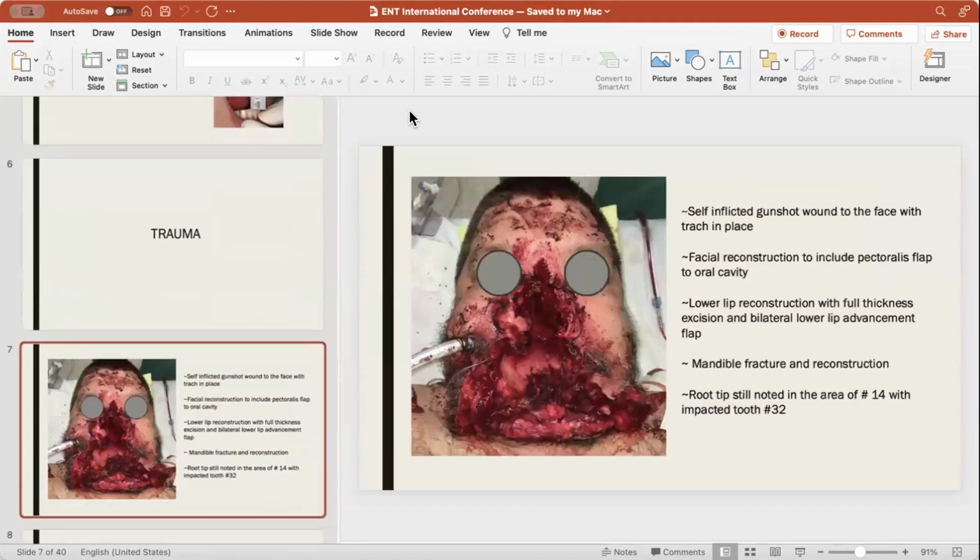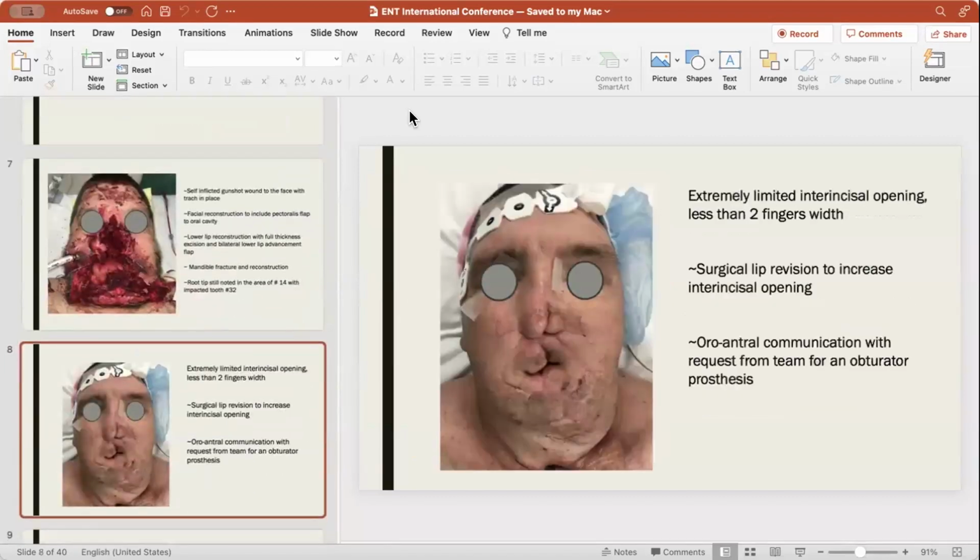Trauma is the first case. This is a self-inflicted gunshot wound to the face that was reconstructed with a pectoralis flap to the oral cavity, lower lip reconstruction with a full thickness flap excision. The mandible fracture was reconstructed. There was still a root tip and a tooth that was left intact, but this is the patient after the reconstruction. And you can see that obviously their nose is still slightly disfigured and their mouth opening here is very restricted.